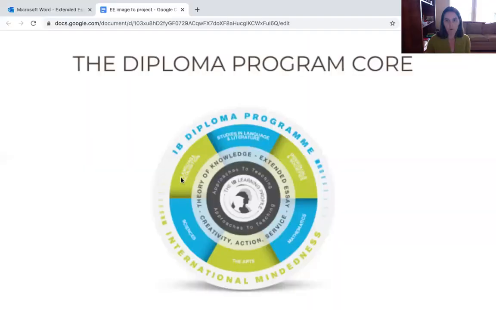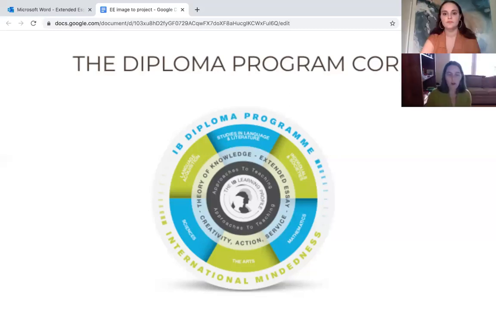But before I turn it over to her, I want to briefly talk about the components of the diploma program. So here we have the diploma program and the core. On the outer circle, you have the different classes that are part of the diploma program: mathematics, sciences, the arts. And then in the inner circle, you have theory of knowledge, extended essay, and then creativity, activity, and service, which is obviously CAS and the community service component. What's in the middle, TOK and extended essay and CAS, are what we call the core. And those are really important to the IB program.